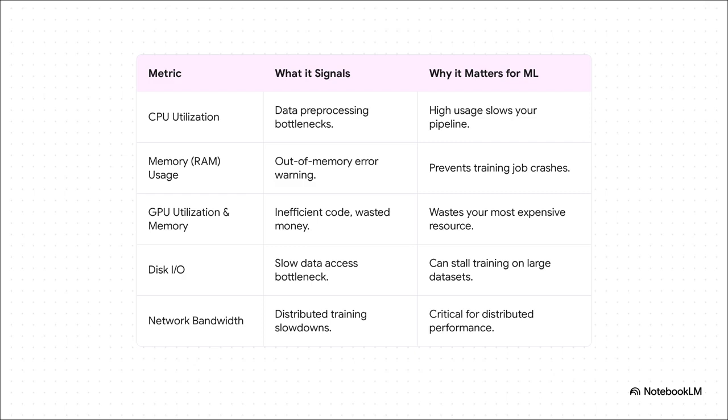And my personal favorite, GPU utilization. If you see that this number is low while you're training, it means your code isn't actually taking full advantage of that incredibly expensive hardware. You are literally burning money. Watching these gauges tells the real story of how your code is interacting with the machine it's running on.